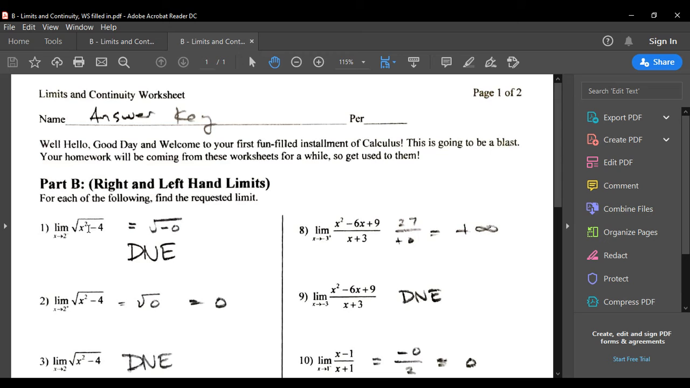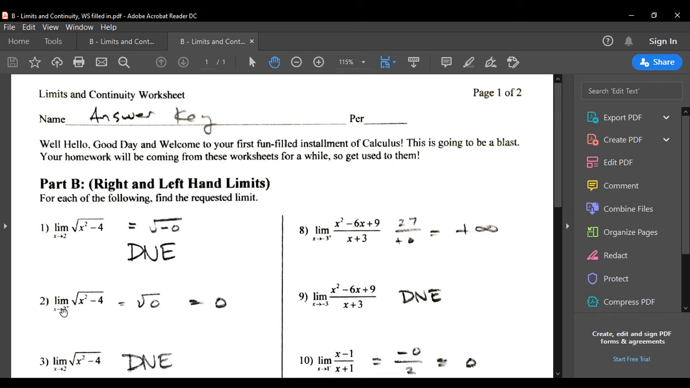Well, if x is slightly less than 2, that means x squared is going to be slightly less than 4, and a number slightly less than 4, minus 4, is going to approach 0 from the negative side. So the square root of a negative number, no matter how small it is, does not exist.